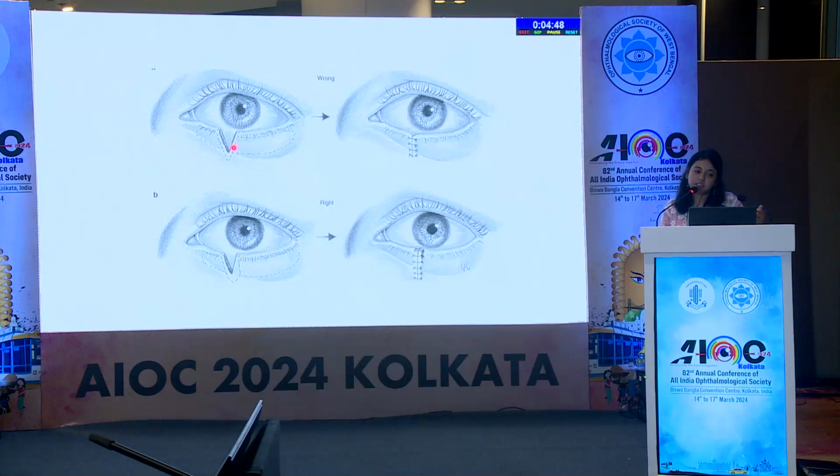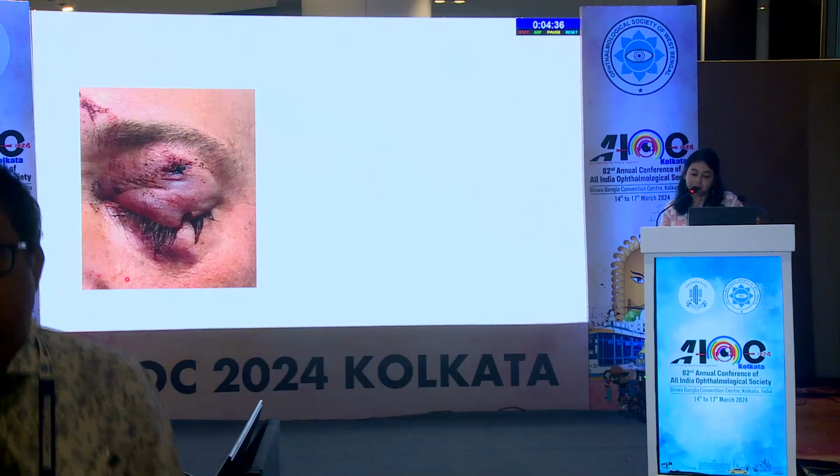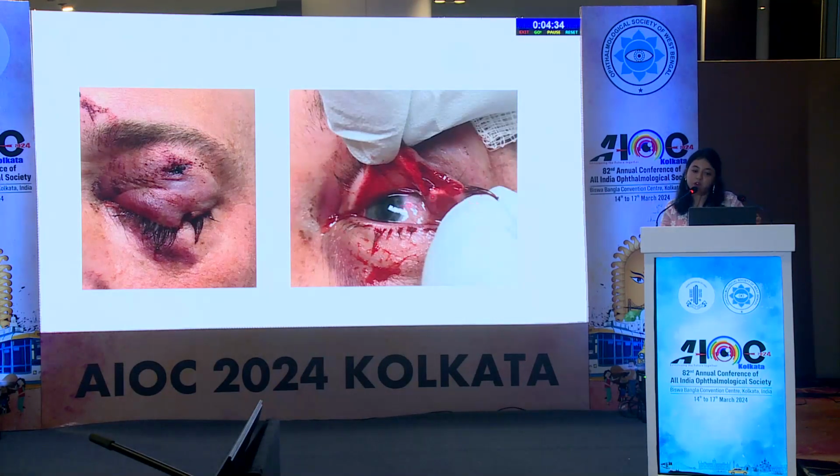However, if we suture the margin in the form of a V, it results in the formation of a lower lid notch, and that is functionally as well as cosmetically undesirable. Some lacerations may appear to be quite small on the anterior lamella, but they have a very deep component on the posterior lamella.